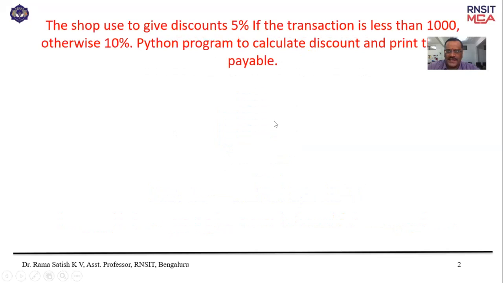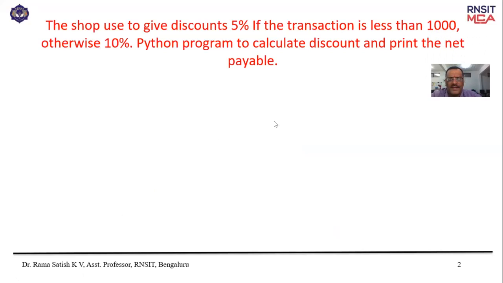The program is like this. I think most of you, please write down this program. These are all the programs that I have taken from previous question papers. The question goes like this. The shop used to give 5% discount if the transaction is less than 1,000, and if it is more than or equal to 1,000, it used to give 10%. So calculate the discount and print the net payable amount. This is what the question is all about.